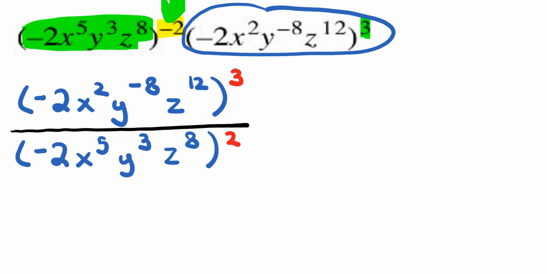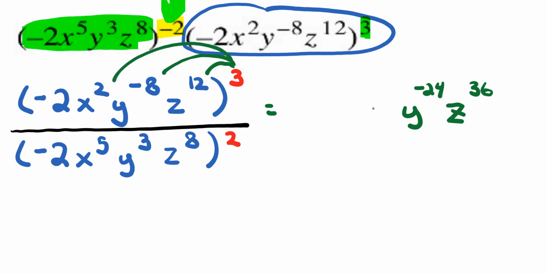Okay, let's go ahead and start distributing this. So 3 times 12 is going to be 36. So I have, this is going to be z to the power of 36. Okay, and then 3 times negative 8 is going to be negative 24, so y to the power of negative 24. Okay, and then 3 times 2 is going to be 6, so x to the power of 6.